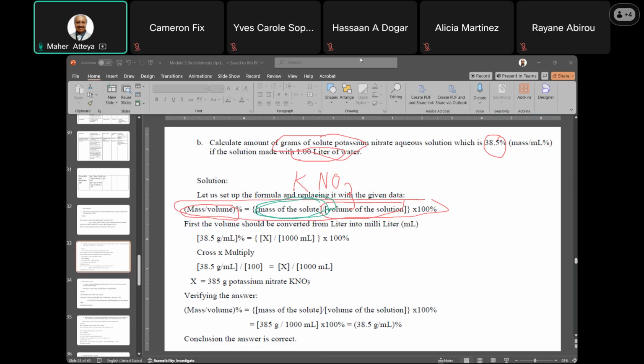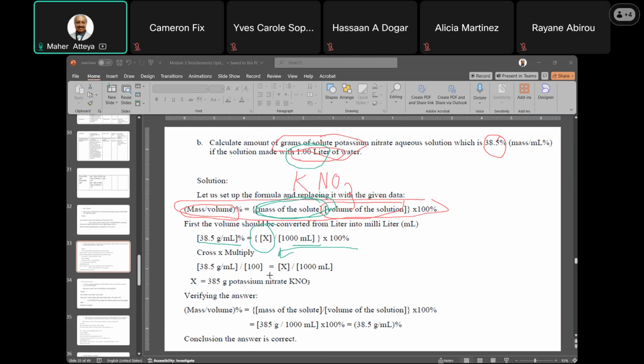That's easy. So we have, this is 38.85 here. We don't know what's the mass of the solute, correct? Divided by 1 liter. Liter, always watch out for the units. This one always in milliliters. So it's 1,000 milliliter multiplied by 100. So if you look at this, you can calculate your X. Right? So calculate X, cross multiply, you can calculate your X.